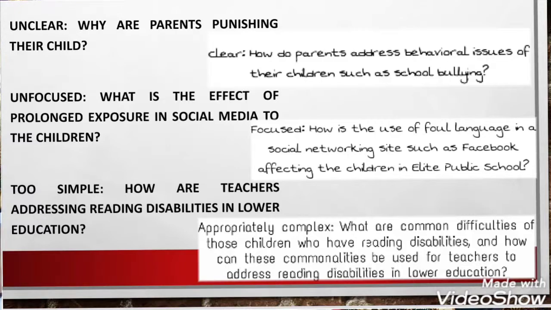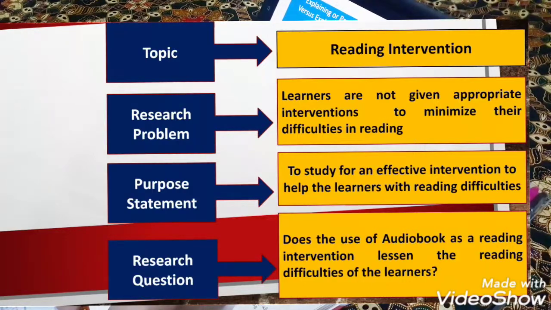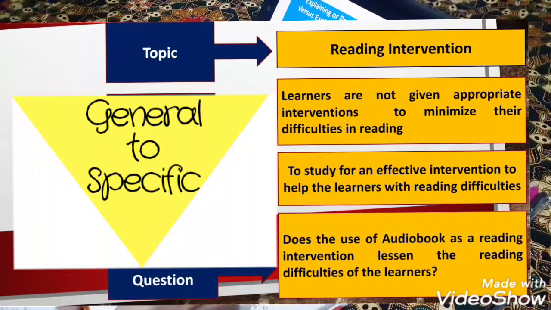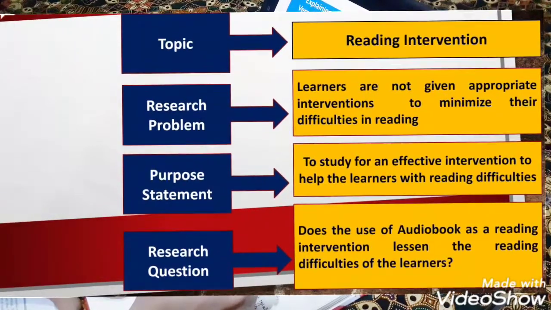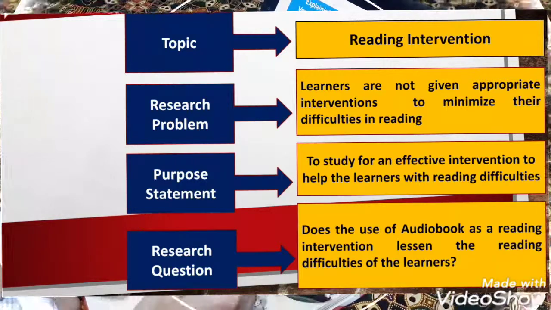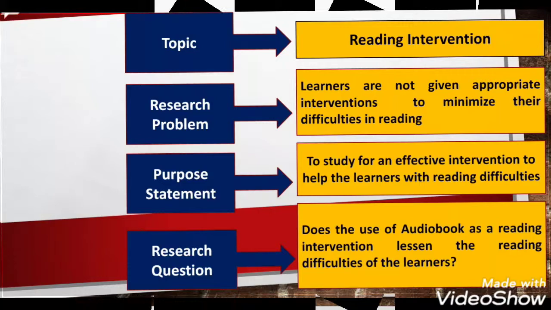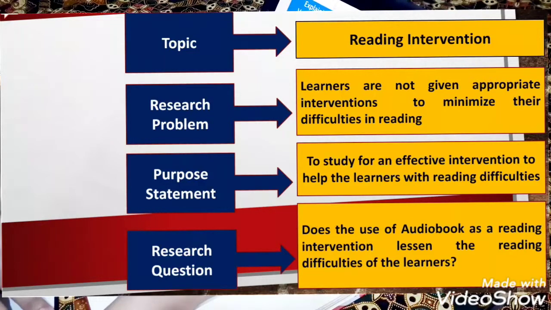Now those are sample research questions, and let's have the entire skeleton for going from your topic to the research question. So we have here an example. I have here the topic on reading interventions, and then I have given the research problem, then the purpose statement, and of course the research question. My research question here is: does the use of audiobooks as a reading intervention lessen the reading difficulties of the learners? And that's it. So that's the outline.